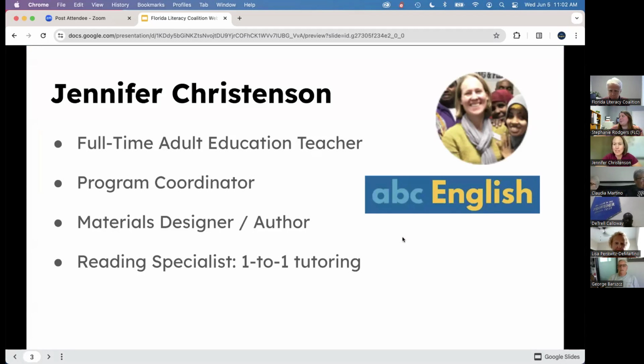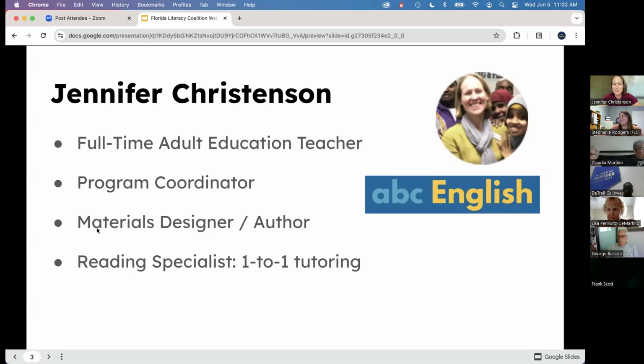I've been a full-time teacher within the adult education world for my whole career. I'm at 24 years now. And about half of that time, I've also been a program coordinator of a medium-sized workplace-based literacy program where we served students from literacy level up through intermediate advanced. So I definitely understand the program coordinator aspects of adult education as well. And then in 2012, I began designing curriculum and resources to share with other teachers. I'm the author of several books for students and teachers and a large collection of digital resources that I share at the website ABC English. And I'll be showing you a few of those resources throughout the presentation during the next hour or so.